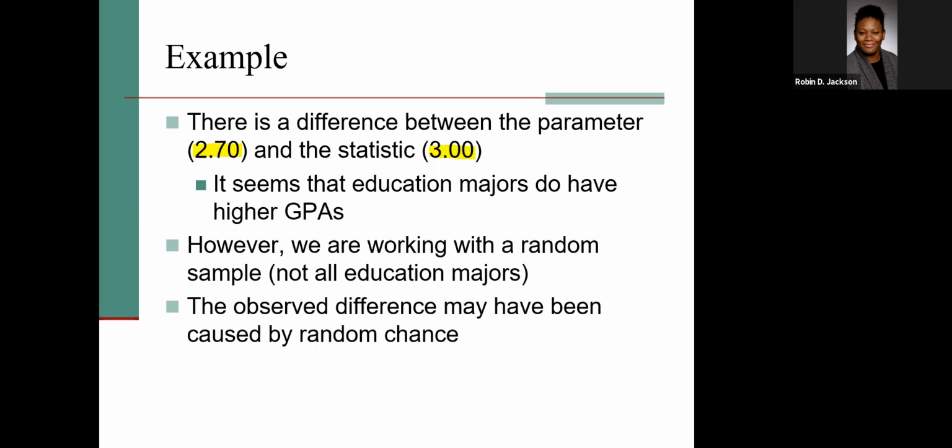So is this difference between your population mean, which is 2.70, and the sample mean, which is 3.00, real? Okay, or is it just random chance that those differences came about? And a lot of the reason we do this is because we're working with a random sample, and that basically means we don't have the information for all education majors. So we have to account for that.